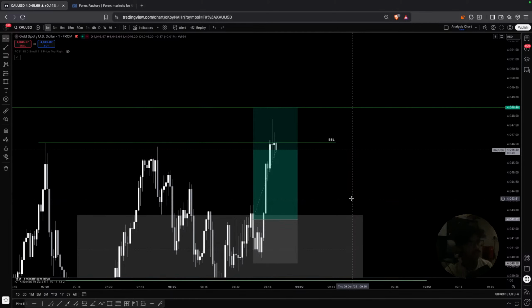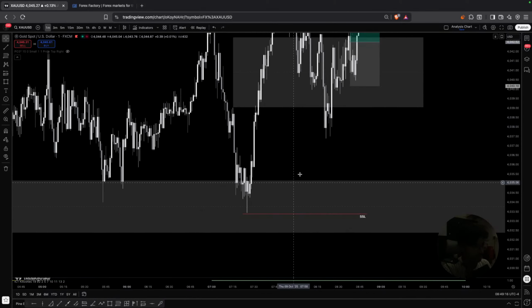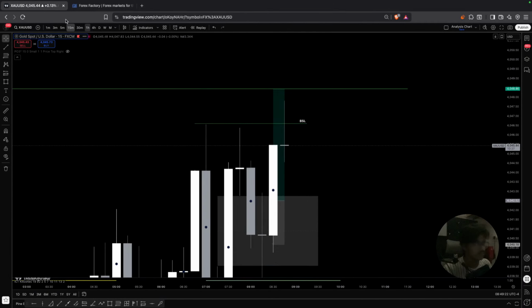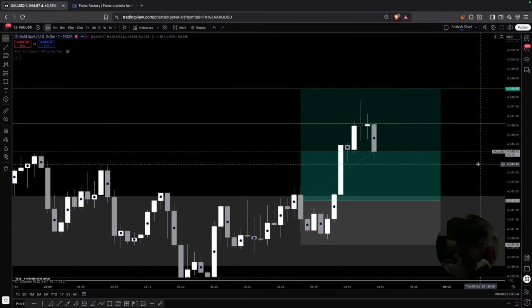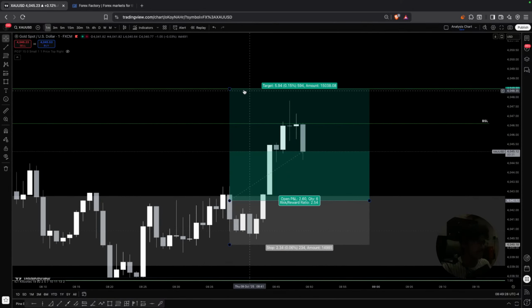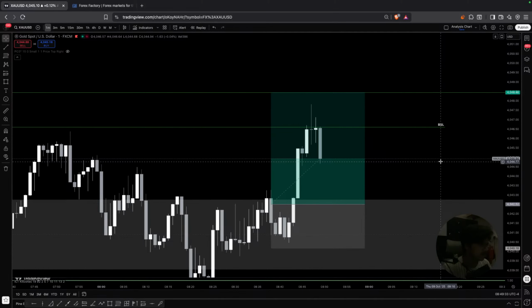Let's wait. One thing is already taken out. Okay, it's reversing. Should I take out this point or not? Because there's liquidity. Okay, make sure to trail the stop loss. This can come back and take you out. If this fair value gap doesn't support, it will have to come back.